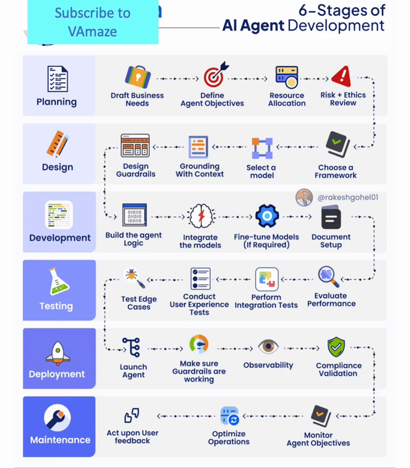Stage 6, maintenance. Continuous evolution. Maintenance ensures your AI agent continues to deliver value and remains aligned with evolving business needs. Monitor agent objectives. Regular monitoring checks whether your agent still aligns with its original purpose and business objectives. Business needs evolve, and your agent must adapt accordingly. This involves periodic reviews of performance metrics and business outcomes.